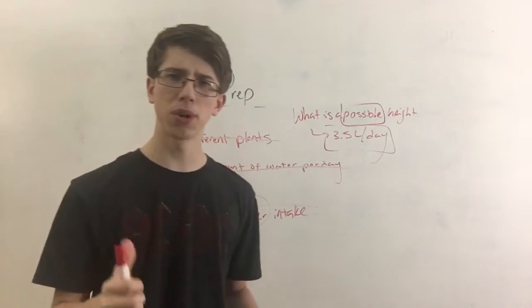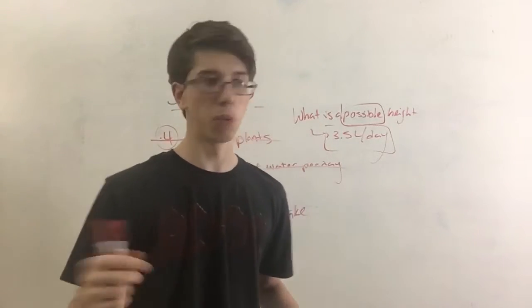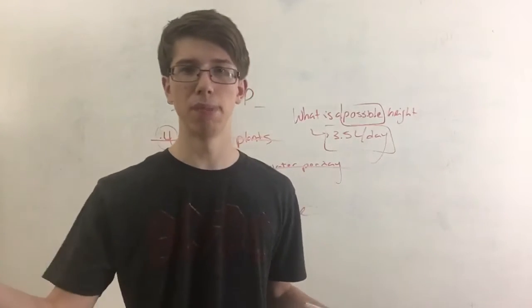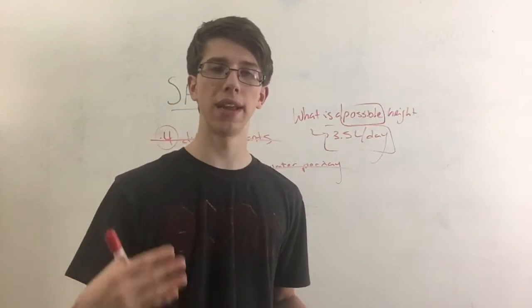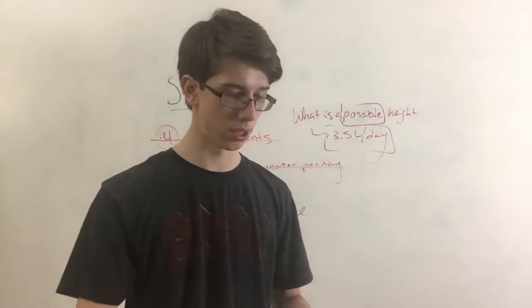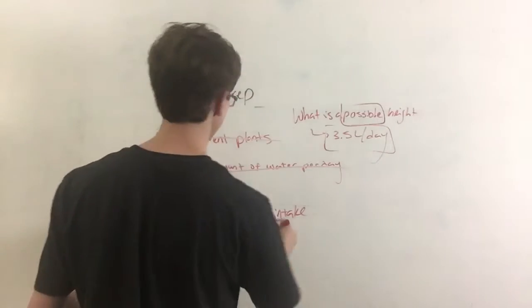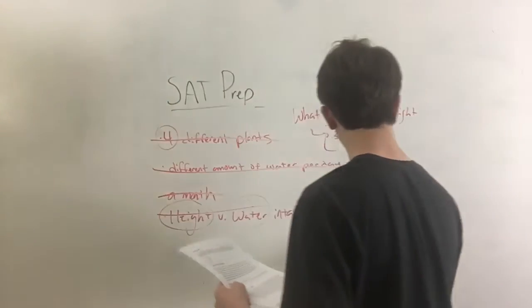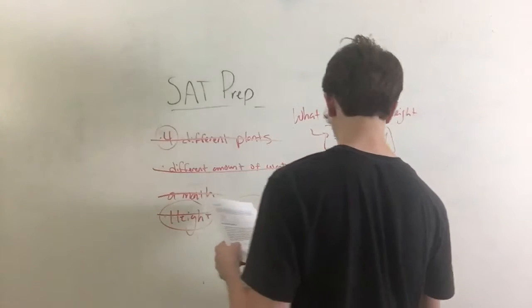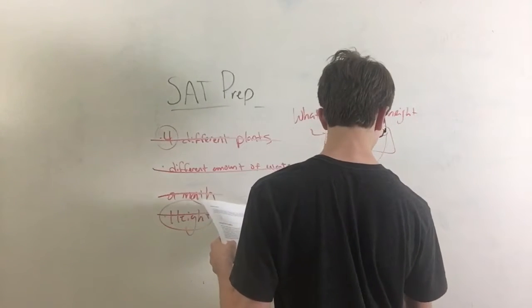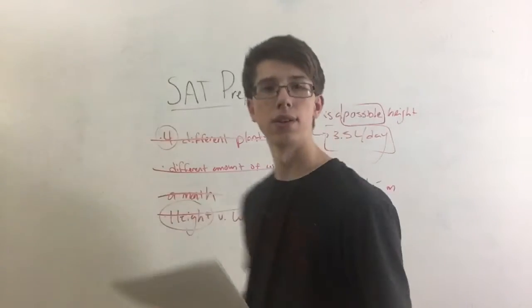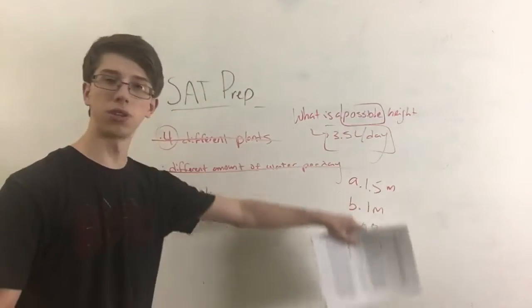Why is possible an important keyword? Well, because it's not saying what would be the height at 3.5 liters per day, because you don't know, because it hasn't been measured. You can't say for sure unless the results have actually been produced. So in that case, you're given the choices: A, 1.5 meters, B, 1 meter, C, 0.8 meters, and D, half a meter. Okay? So those are your choices.